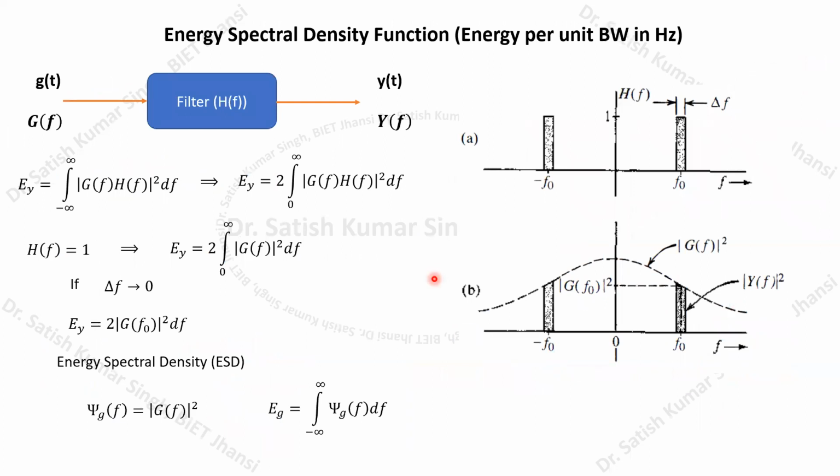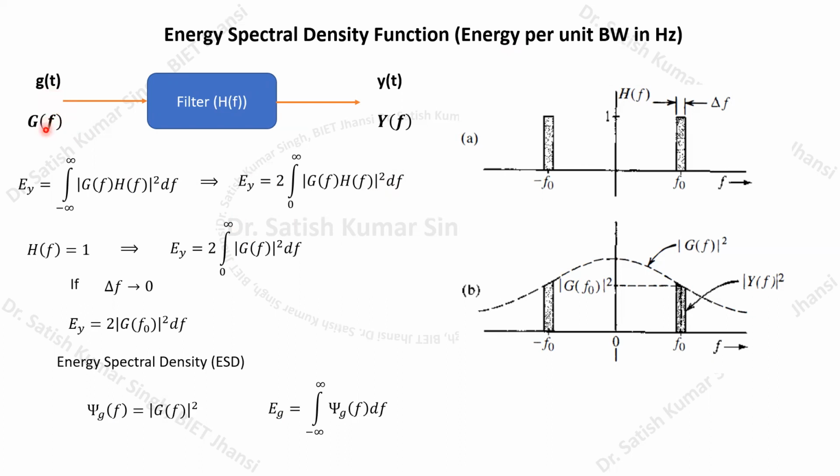Normally the energy spectral density function, as I have written here in the bracket, is the energy per unit bandwidth in hertz. What is the energy per unit bandwidth in hertz? So let's try to understand what we have already written for the deterministic case. The same thing will also apply for the non-deterministic case, for the random process.